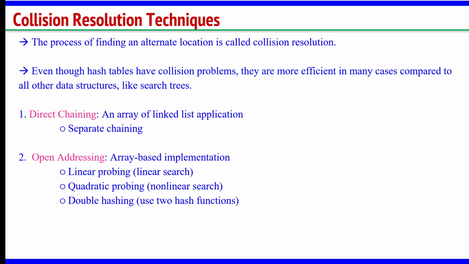So, what are different collision resolution techniques? How to avoid this problem of collision? There are two ways of resolving that collision. One is direct chaining, the other is open addressing. Direct chaining is also called open hashing, and open addressing means closed hashing.